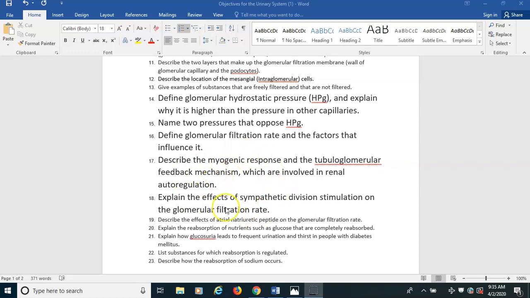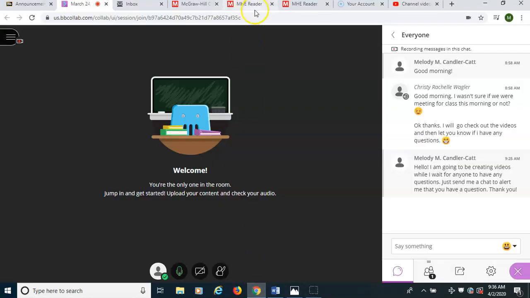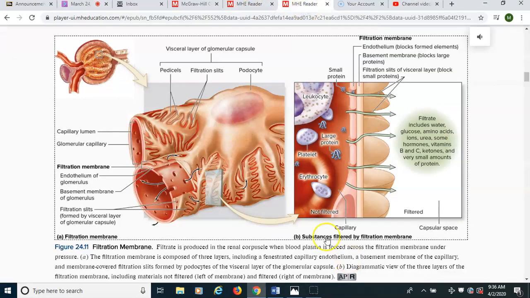So to maintain our blood substances at the right amounts and get rid of waste products. All right, so I'm going to go to our picture. Okay, so last time we talked about the filtration membrane. It was made up of the wall of the glomerular capillary, and then little foot processes of the podocytes, and so they had little filtration slits.